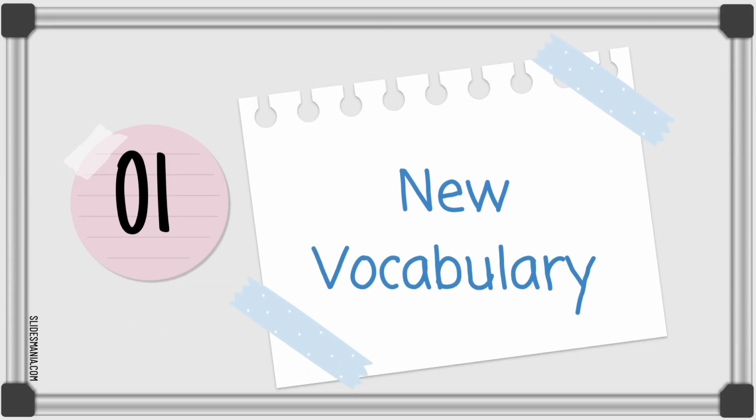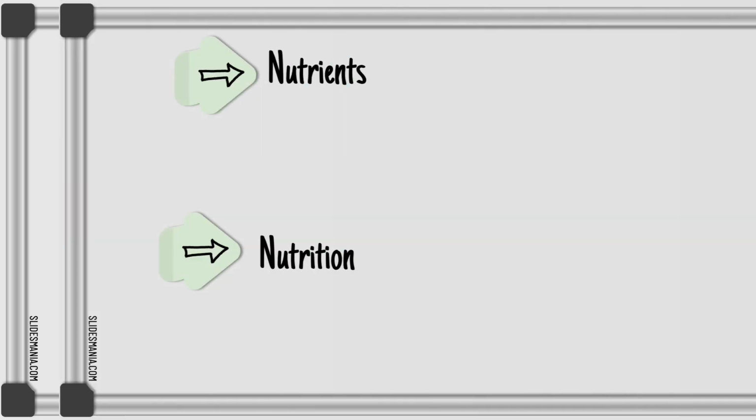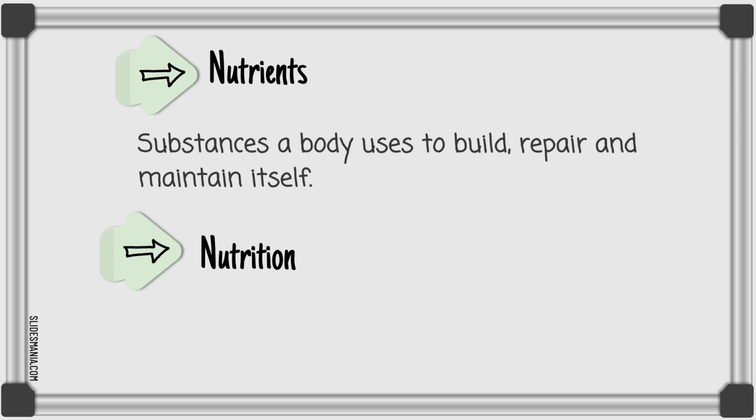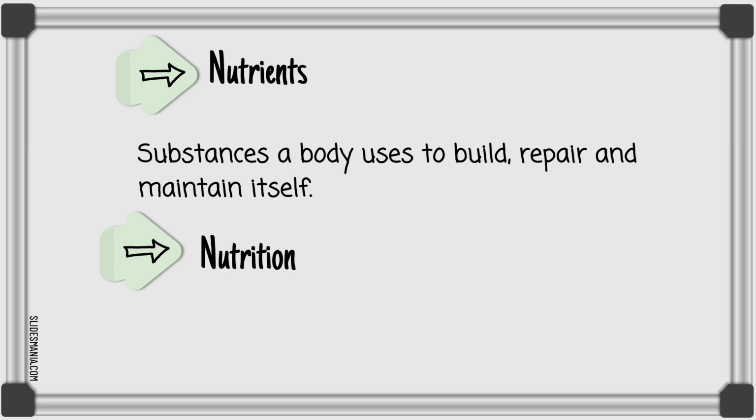Let's start with the new vocabulary. We are going to learn what nutrients are and what nutrition is. Nutrients are substances a body uses to build, repair and maintain itself. It is something our body needs and uses to build so that we can grow and repair. When you fall down and have a fracture, your bones are broken and need to repair themselves. The nutrients help you to repair and maintain yourself.